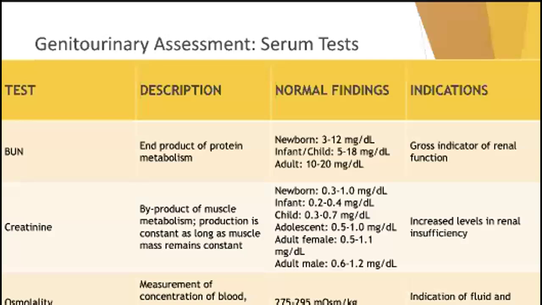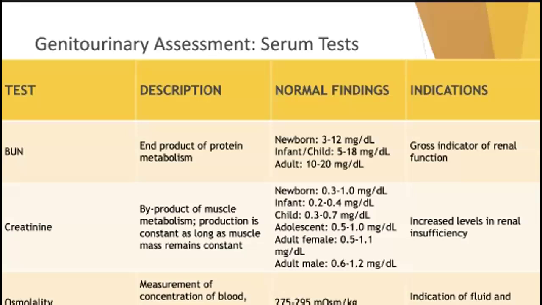Serum tests. We can do a few serum tests to assess our GU status. We can look at renal function. So what's their BUN? What's the measurement of the protein metabolism byproducts? It's going to be elevated with decreased glomerular function. It can be affected by protein intake and hydration. Serum creatinine measures your skeletal muscle waste products. It's more sensitive for renal impairment, with more consistent excretion than the BUN.